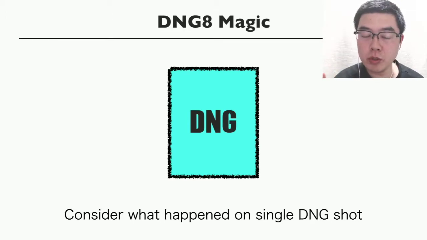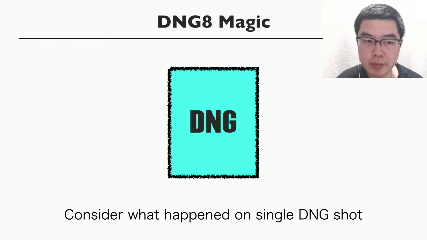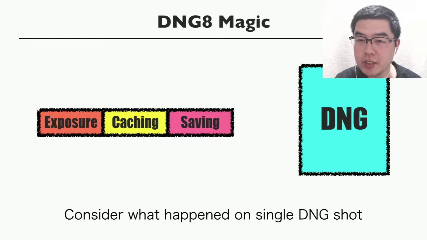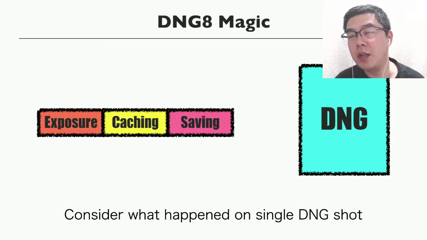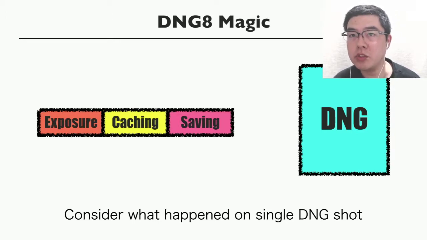Normally you push the shutter button, but the camera will do lots of stuff for you backstage. Normally the camera will finish the exposure and transfer the data to the high-speed RAM. We call it caching. And after that, you transfer the data from the RAM to the flash or micro SD card, which is saving. So caching and saving are invisible to you, and the exposure is the exposure time you set on your camera. So there are 3 steps after every single DNG shot: exposure, caching, and saving.